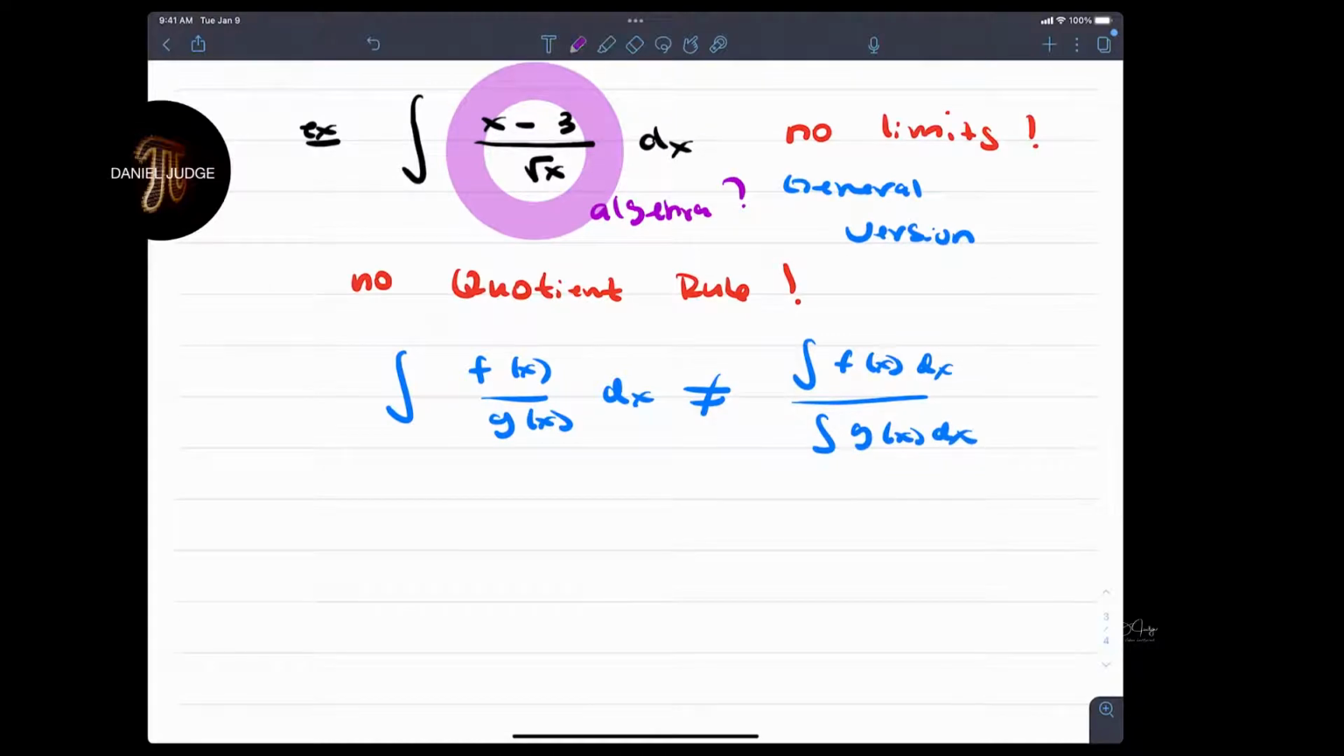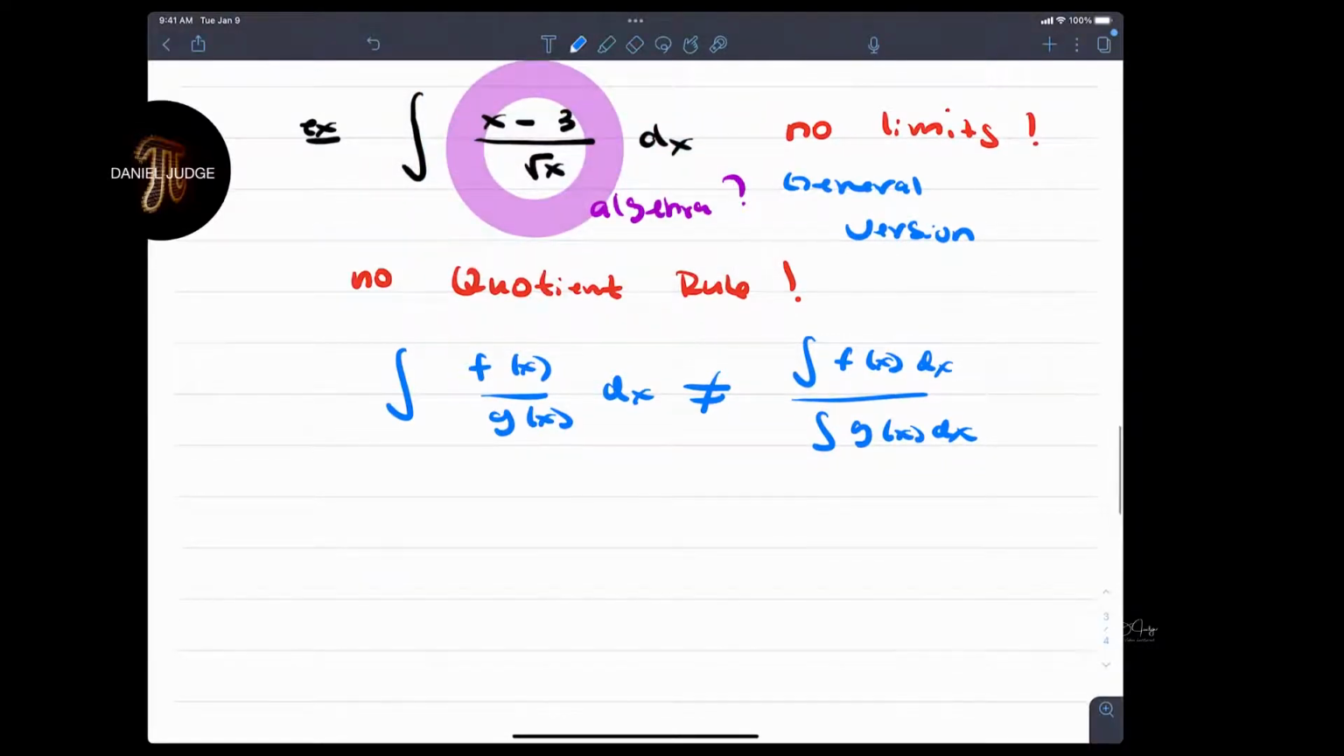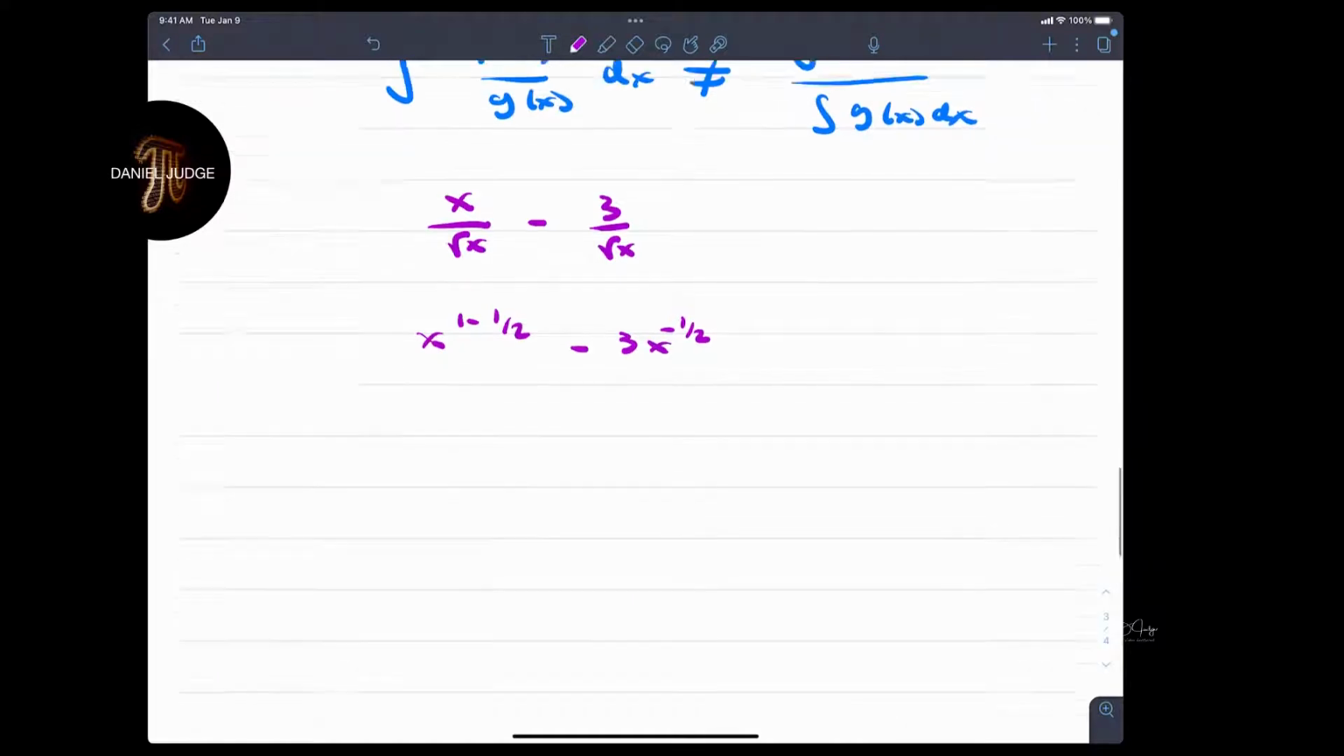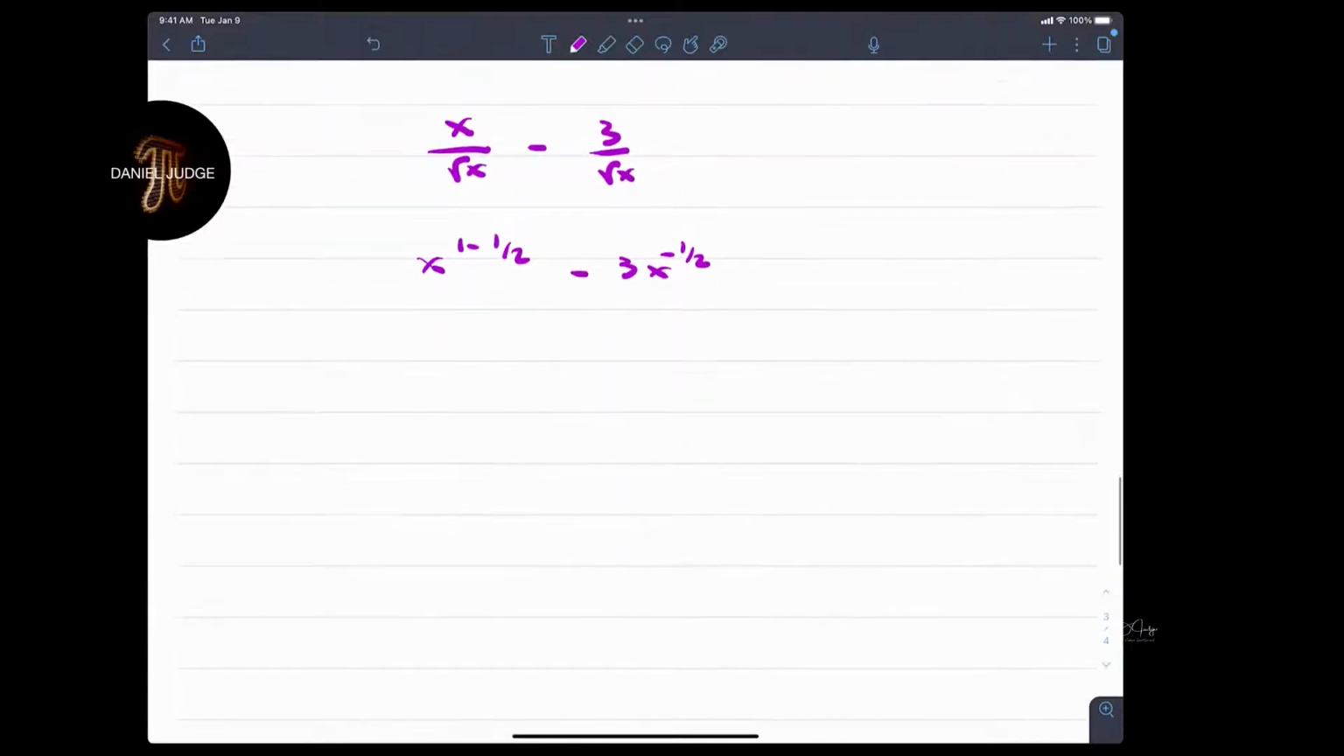Do some algebra. This is x over the square root of x minus 3 square root of x. That's under the integrand, I should say. So x to the 1 minus 1/2, minus 3x to the minus 1/2. Let's double check here. Yeah. x to the 1/2 minus 3x to the minus 1/2.